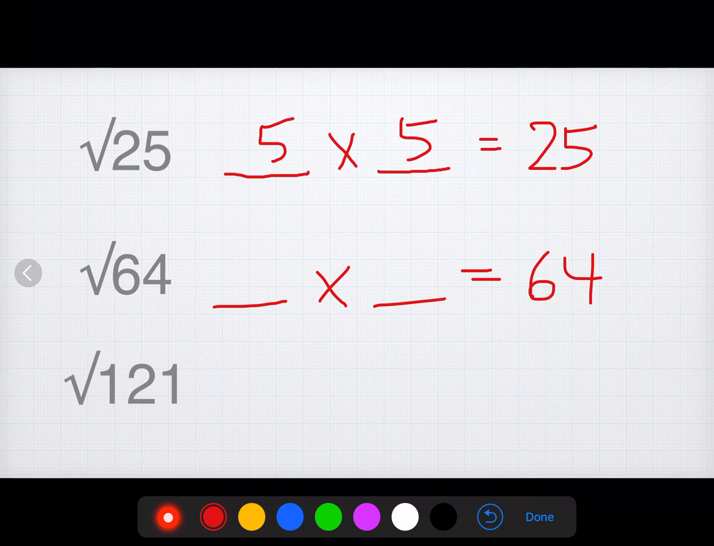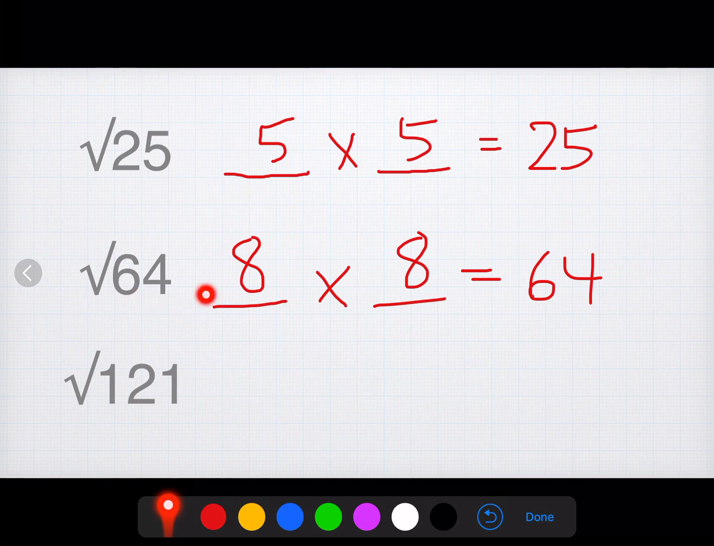So the square root of 25 equals what? 5. Okay, so square root of 25 equals 5. So the answer is going to be what's in the blank. So here it is, the next one. I have the square root of 64. Blank times blank equals 64. So what number multiplied twice will give you 64? Again, it has to be the same number.